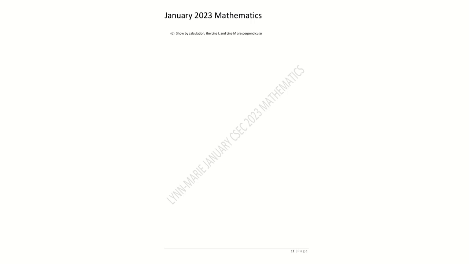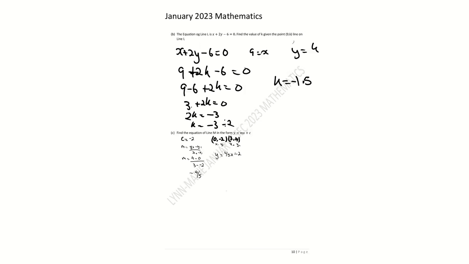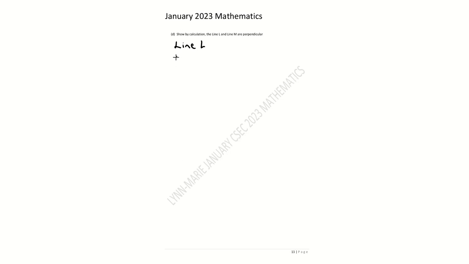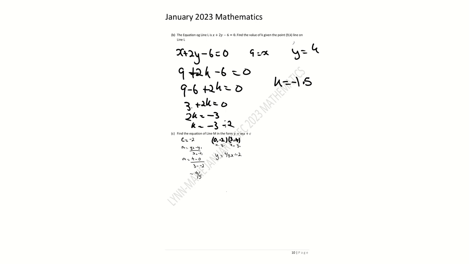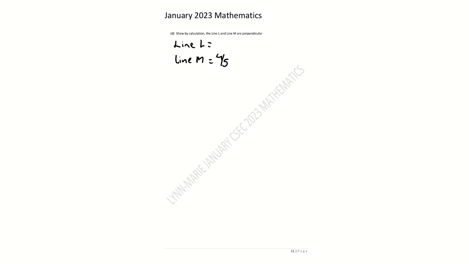Show by calculation that line L and line M are perpendicular. Now to do this, we need to find the gradient. The gradient of line L, which we found just now, no, this is M. Line M is equal to 4 over 5. Line L, we already know the equation of the line. They gave us x plus 2y minus 6 is equal to 0.